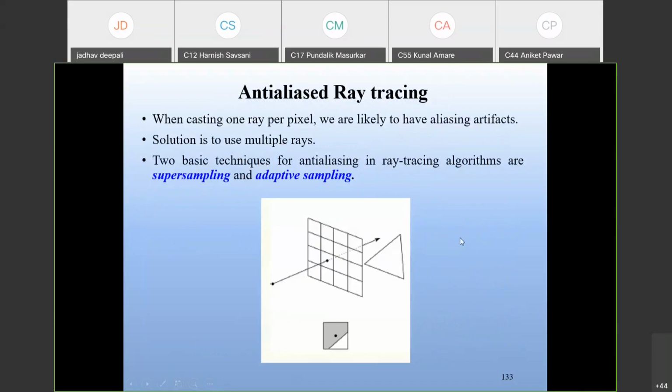Okay, so next, we have seen the basic ray tracing algorithm. Now, anti-aliased ray tracing.